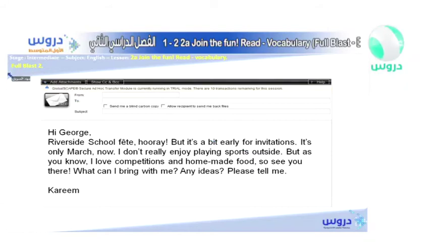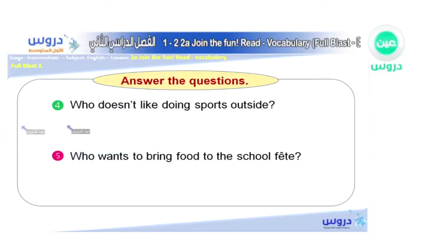Why would we stop? Because we asked the question, who doesn't like doing sports outside? So, did he mention anything about sports? Did he say, I don't really enjoy playing sports outside? Yes. So, who doesn't enjoy playing sports outside? Which one of them? That's right, it's Kareem. So, we will say Kareem, and that's it.